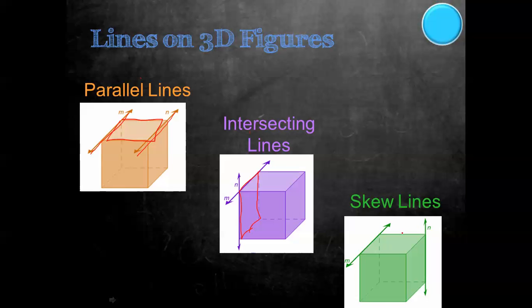Skew lines are lines that don't intersect and cannot be contained by the same plane. Okay, because if we look right here, this line is contained by this plane and this plane. Okay, but this line, I'll change my color here.